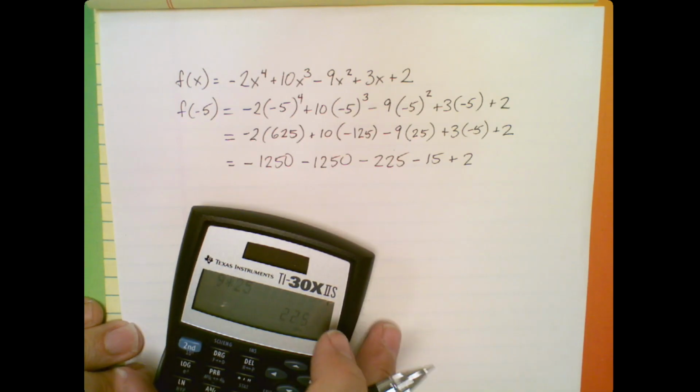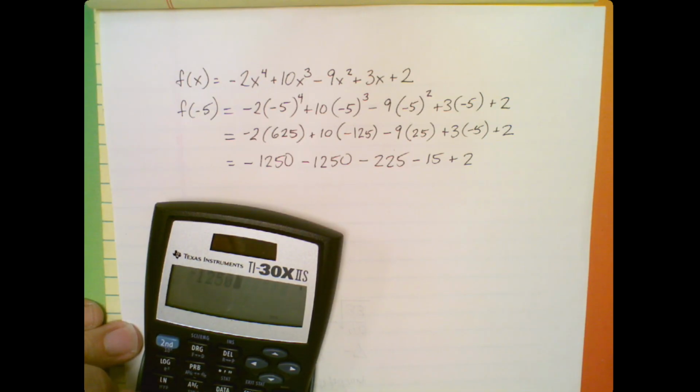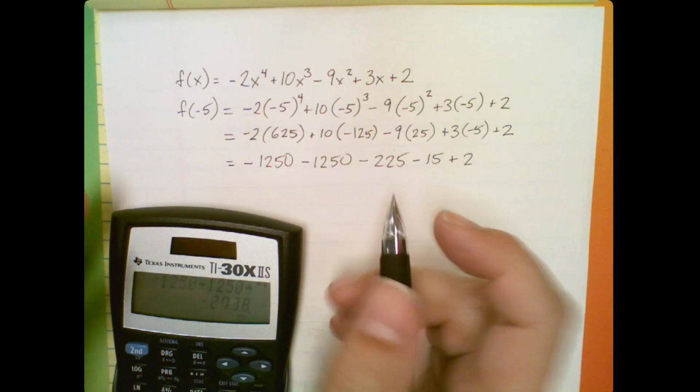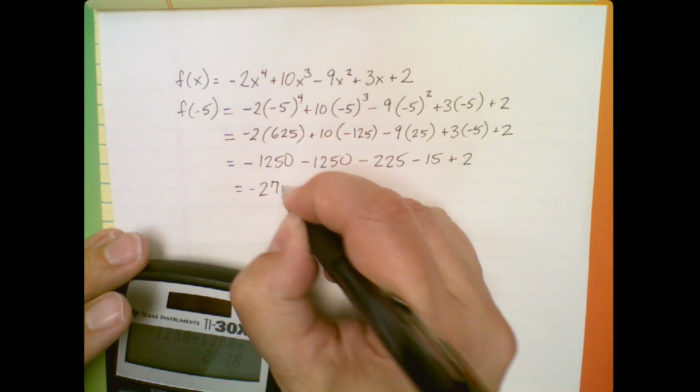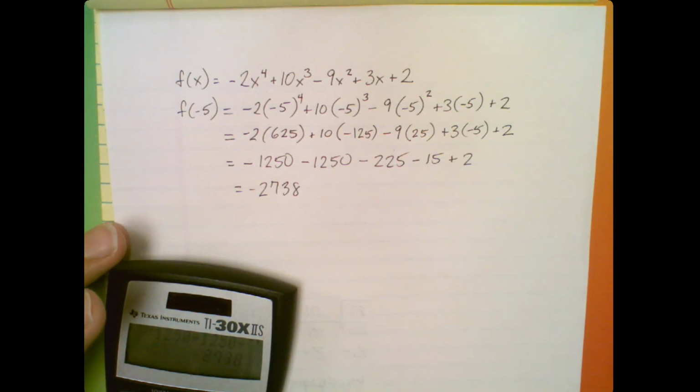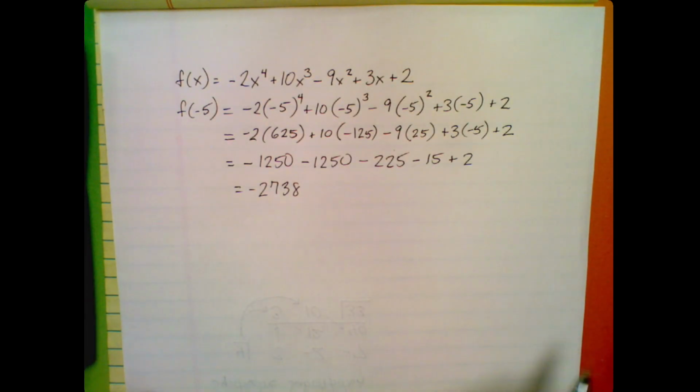Okay, now I just got to add all this stuff, right? All right, so I'm just going to calculate that. Negative 1,250 minus 1,250 minus 225 minus 15 plus 2. What we get is negative 2,738. So there is f of negative 5. Well, that was ugly. Can we use our synthetic substitution process to make this easier?